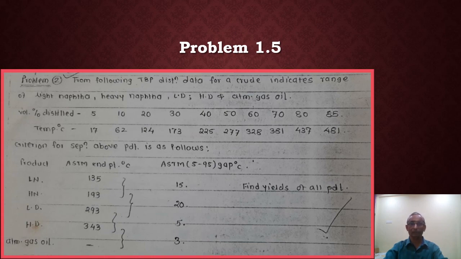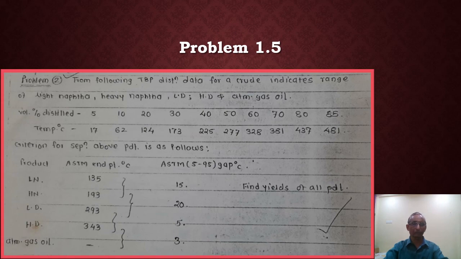You have to find the yields of all products. The criteria for separation of all the products is as follows. The ASTM endpoint is given, and the ASTM 95-5 gap is given. Gap means, and it is always positive, the 90% temperature of the respective fraction minus the 5% temperature of the respective fraction. That is called the gap related to the ASTM. This experiment is performed by using the TBP.